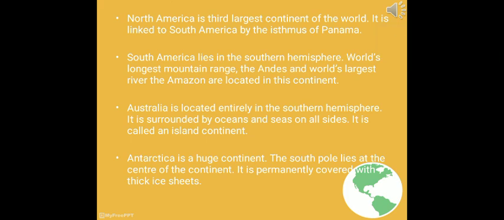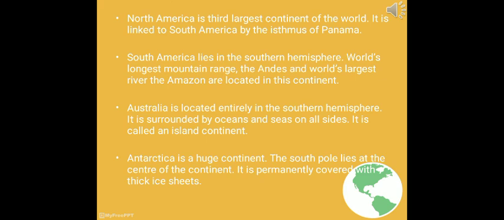Next continent is North America. North America is the third largest continent of the world. It is linked to South America by a very narrow strip of land called the Isthmus of Panama. The continent lies completely in the northern and western hemisphere.